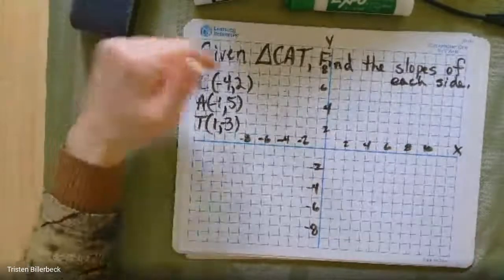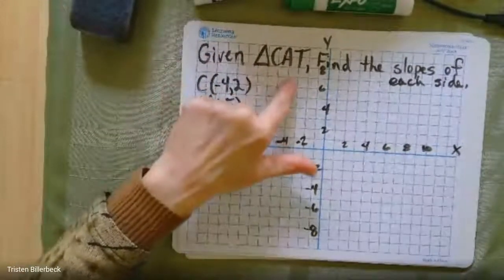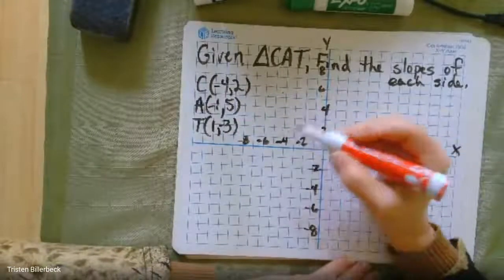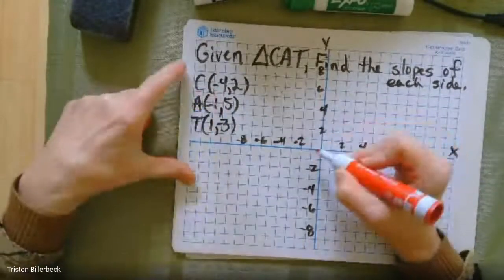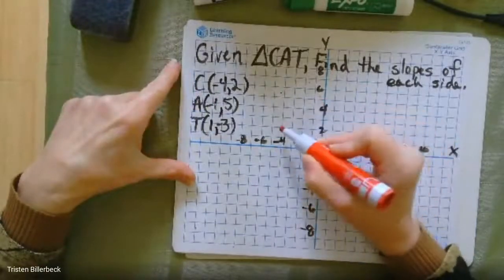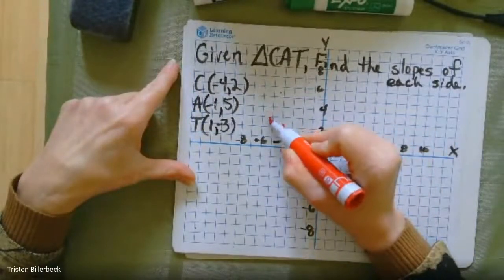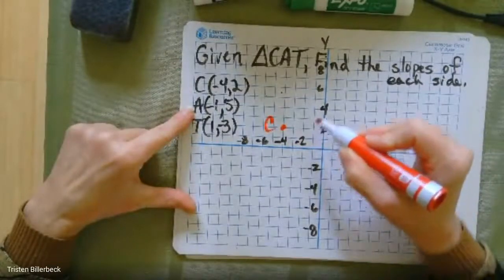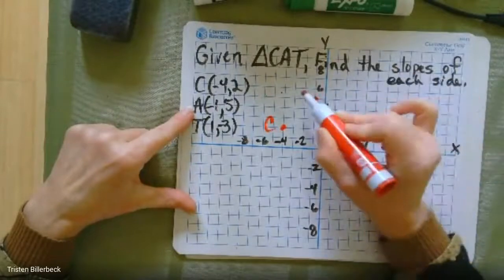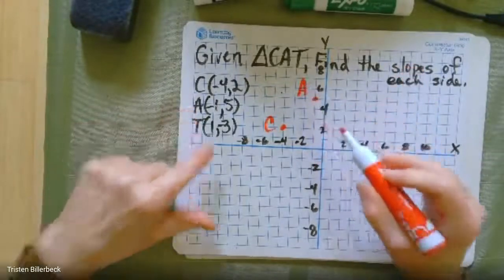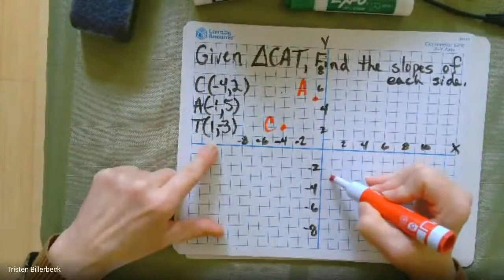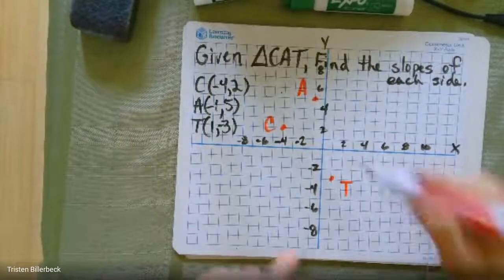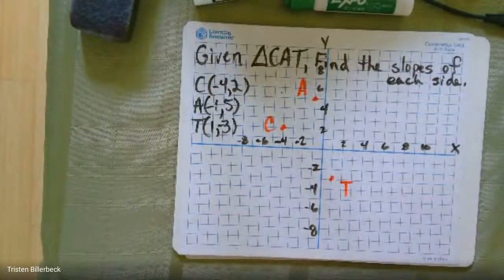Okay, so we have given triangle CAT, find the slopes of each side. So we have (-4, 2). So we go to (-4, 2), and that's our C. So we want to label it with a letter. And then (-1, 5), we're going to go up to 5. So that's A. And this is (1, -3), which is T. So that's quite the tail, don't you think, for a cat triangle?